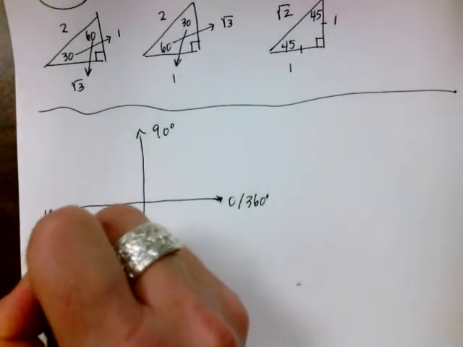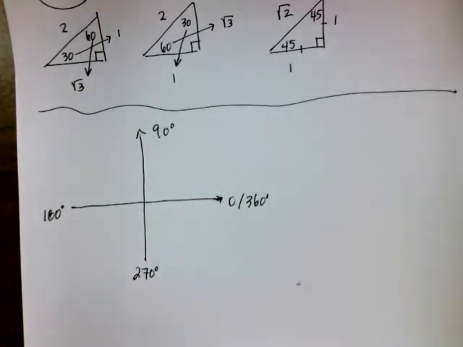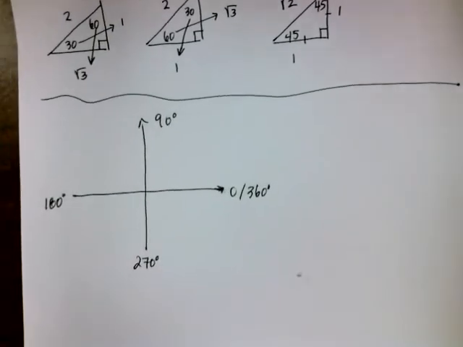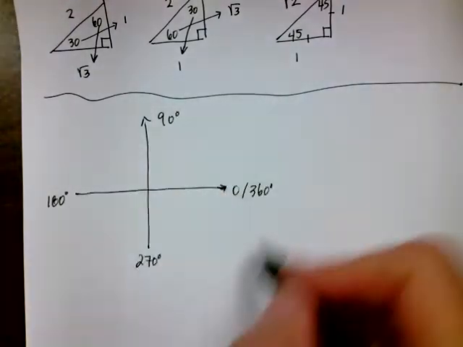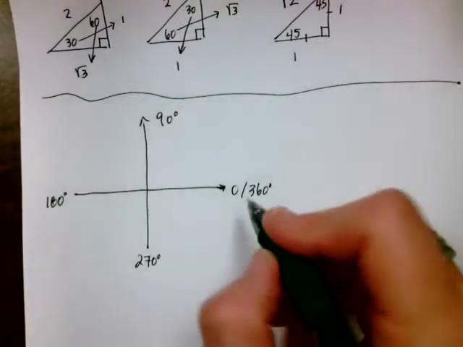This is 180 degrees, 270 degrees, and there's my 360. So you need to know those 4 units of measure for your angles. Now I'm going to do it in radians, okay? And I'll do it in a different color, maybe that'll help.